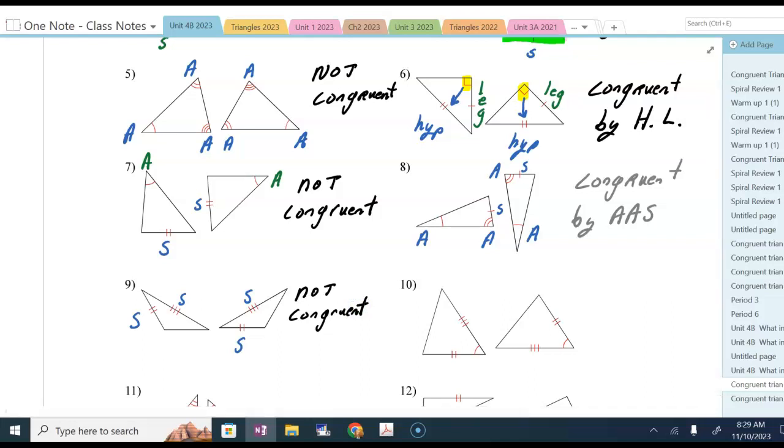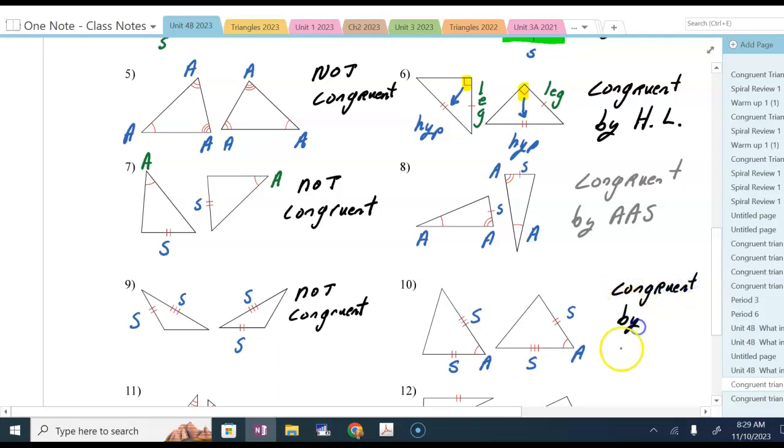Taking a look at problem number 10, we have a side, an angle, and a side in the triangle on the left. And then in the triangle on the right, we have the 2 tick marks, the angle, and the side. So this is an example of side, angle, side. So these are congruent by side, angle, side.